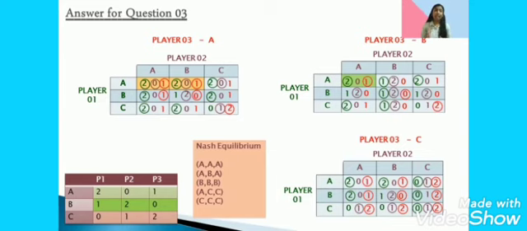So we can say AAA and ABA, both pure strategy profiles, are Nash equilibria because none of the players is willing to change their option in those situations, because even if they change, that is not going to give them a better payoff. I hope you understood this question, and our next answer will be provided by our team member Malisha.